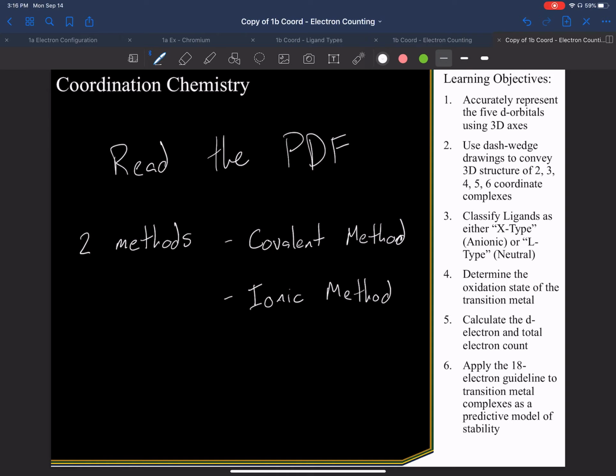And in class on Wednesday, I'll compare and contrast these just real quick to talk about the differences. They end up with the same exact conclusions. So whether you use the covalent or the ionic method, you'll end up with the same oxidation state, the same d electron count, and the same count for total electrons. It's just a way of approaching it that's slightly different. So they kind of have each have their pros and cons. I'm actually a recent convert towards the covalent method over the ionic method.